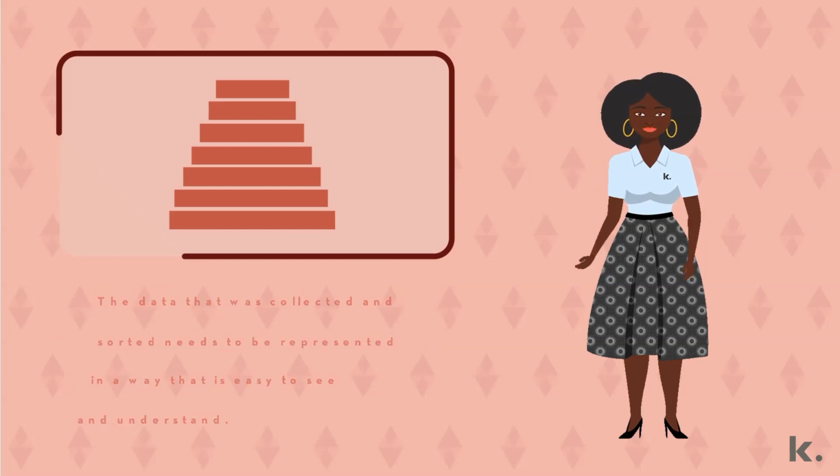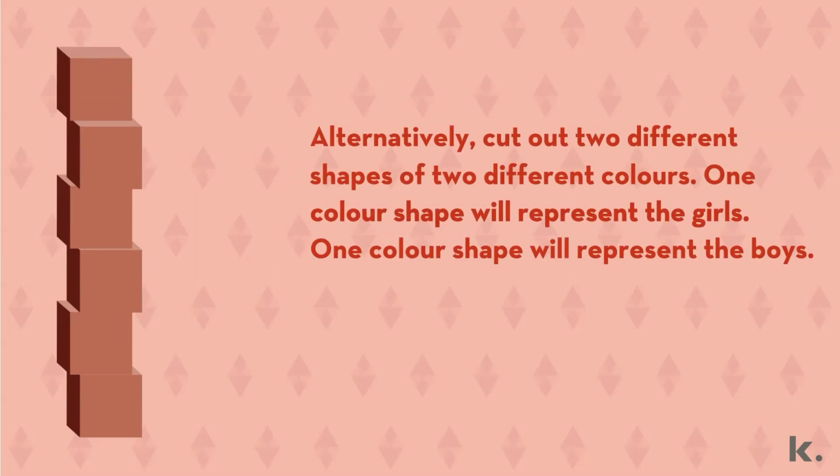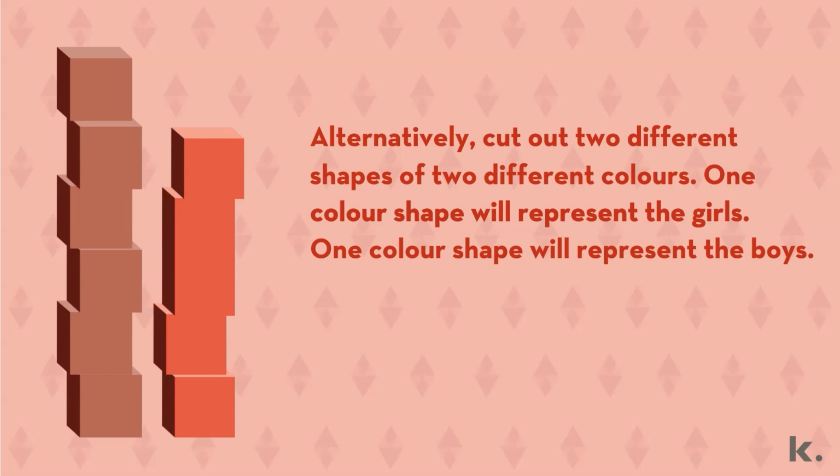understand. Ahead of this lesson, source enough Unifix blocks to accommodate the number of boys and girls in your class. Alternatively, cut out two different shapes of two different colors. One color shape will represent the girls. One color shape will represent the boys.